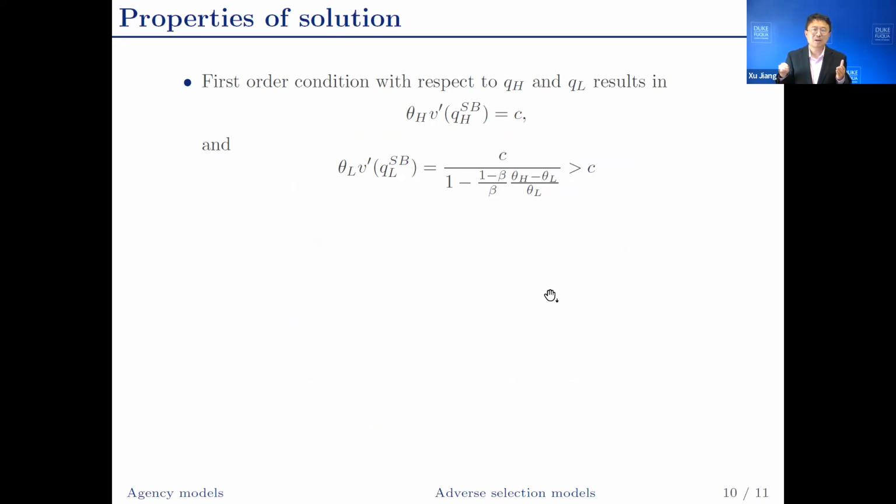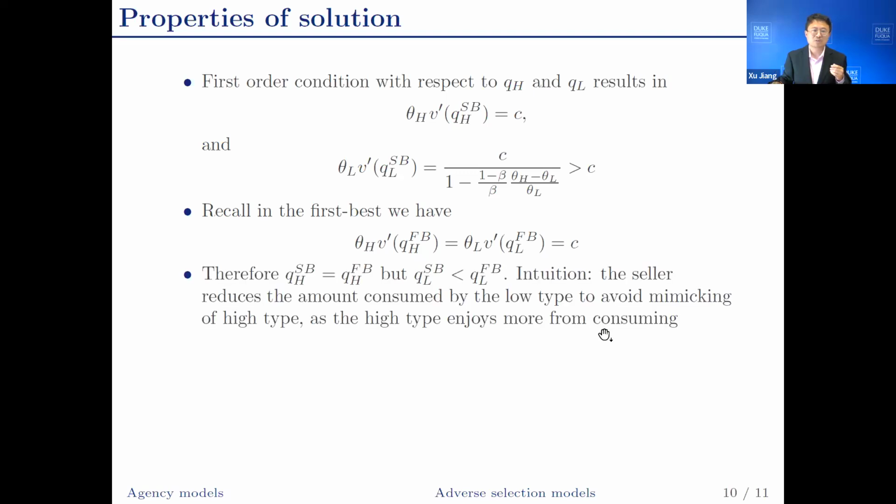You're going to see C_H V'(QH) is still C, but C_L V'(QL) is going to be bigger than C. In the first best, we have C_H V'(QH) and C_L V'(QL) equal to C. So that means the quantity offered to the high type under the second best contract is the same as under the first best contract. But the quantity offered to the low type under the second best contract is smaller than under the first best contract. And here's the intuition.